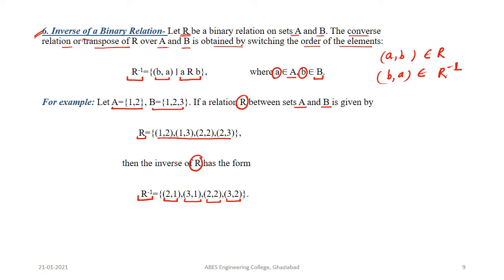So what we have to do is just switch the order of the elements. If the ordered pair (1,2) is in the relation R, it means the ordered pair (2,1) will belong to its R inverse. Similarly, (1,3) is in the relation R, so (3,1) belongs to its R inverse. (2,2) is in the relation R, so (2,2) will belong to its R inverse. (2,3) is in the relation R, so (3,2) will belong to its R inverse. Like this we have to perform the inverse operation over the binary relation.